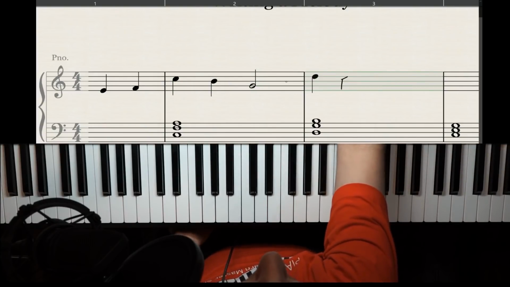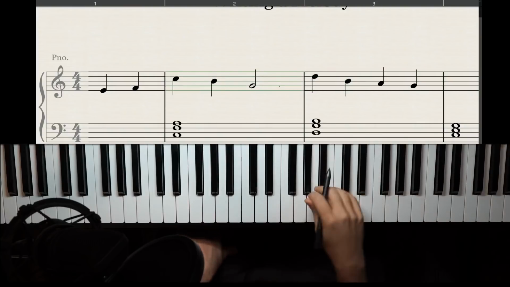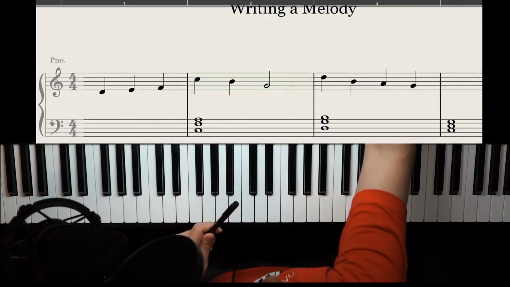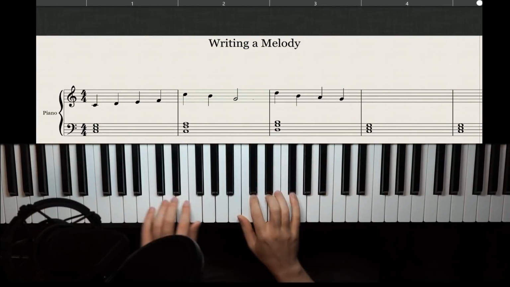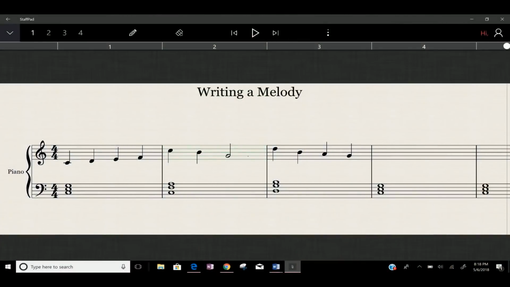Okay, so I said maybe we'd skip down a little bit. Okay, let's see how this sounds. Okay, and I'm going to play the whole thing just to see what we got. Let me get the whole thing in here so you can see it. There you go. It's not sounding too bad.